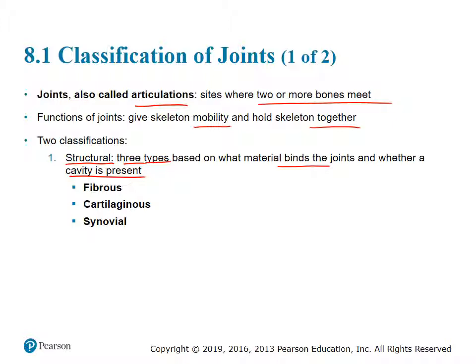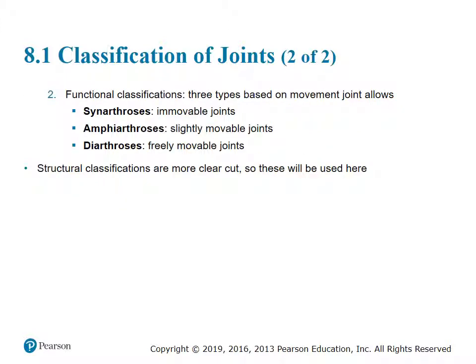So we've got three that we talk about as far as structural joints: fibrous, cartilaginous, and synovial joint, okay? Now we can also classify it by function, and function is just based on the movement. So structure is what it's made up of, basically, and function is how it moves. What kind of movement does the joint allow?